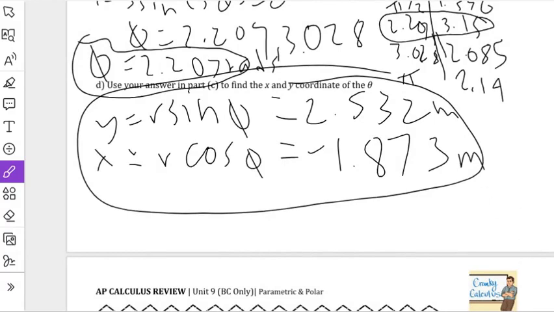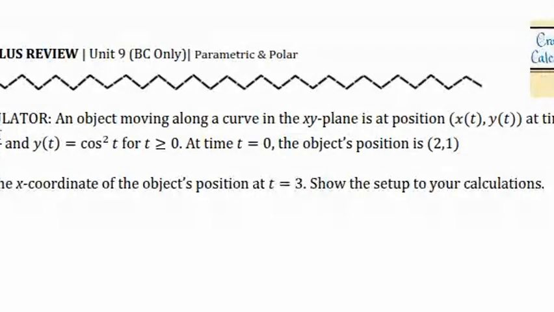Okay, now we'll be moving on to my associate, your other cranky classmate, and I'll be doing the Unit 9 Parametric FRQ and the two MCQ questions.